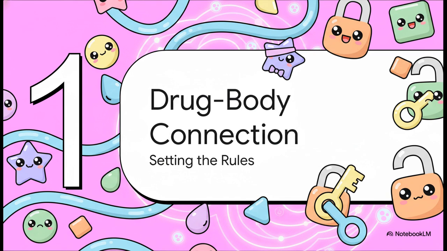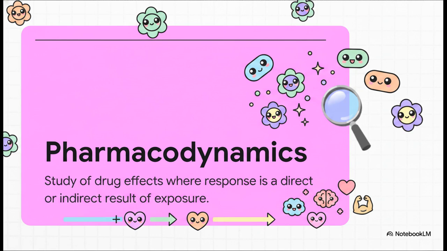Section 1. The drug-body connection, setting the rules. So here's a fundamental rule of pharmacology we have to establish right off the bat. A drug circulating in your bloodstream is basically blind. It cannot just magically invent new biological pathways out of thin air. Instead, it only modifies the intrinsic cellular pathways that are already there. Basically, a drug is only going to do something if it finds a specific matching target to latch onto.